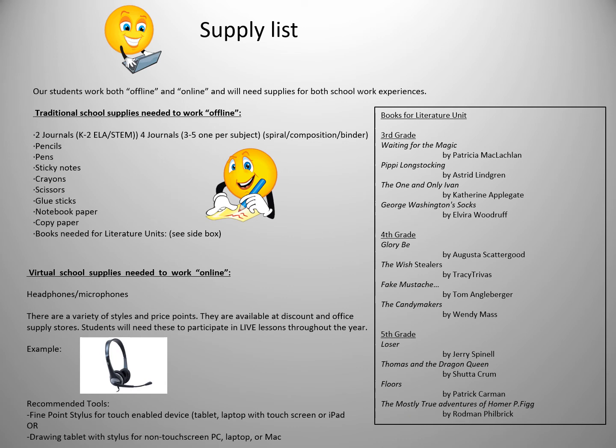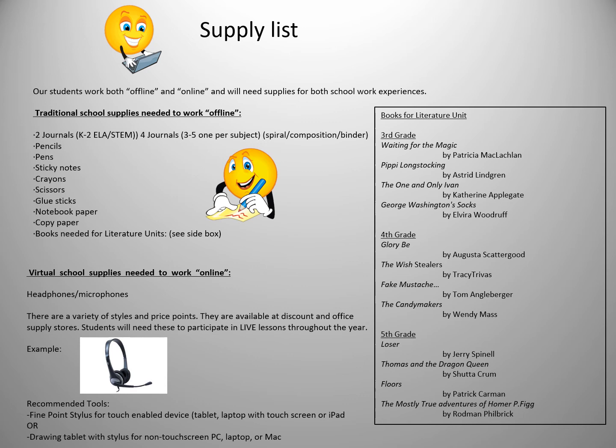Our students work both offline and online and will need supplies for both schoolwork experiences. Traditional school supplies are needed for offline activities and assignments. You'll see listed in K-2, the ELA STEM classes, you'll need 2 notebooks or journals. In 3rd through 5th grade, you'll need 1 per subject, or 4 notebooks. These can be either spiral, composition, or binders. Pencils, pens, sticky notes, crayons, scissors, glue sticks, notebook paper, and other papers will be needed for your supply list, as would be in traditional school as well.